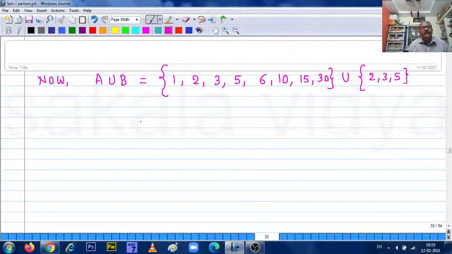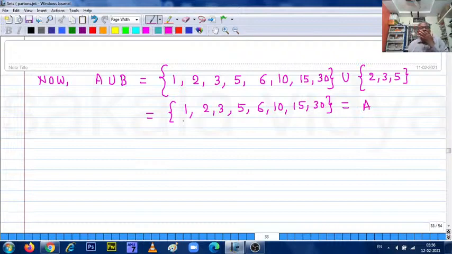2, 3, 5 repeats. So we get, again, union means clubbing all the elements: 1, 2, 3, 5, 6, 10, 15, 30. That means A union B is equal to A. That means if B is a subset of A, then A union B is equal to A.